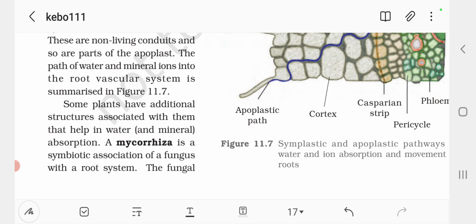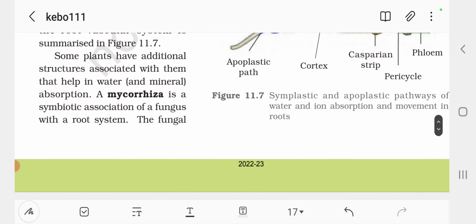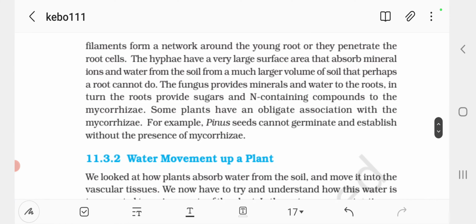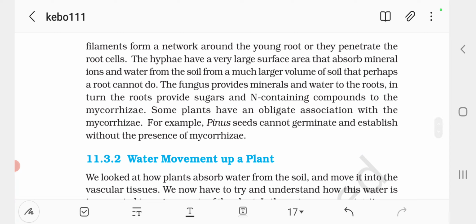Some plants have additional structures associated with them that help in water absorption. A mycorrhiza is a symbiotic relationship of a fungus and a root system. The fungal filaments form a network around the young root or they penetrate the root cells. The hyphae have a very large surface area that absorb mineral ions and water from the soil from a much larger volume of soil than perhaps a root can do. The fungus provides minerals and water to the roots. In turn, the roots provide sugars and nitrogen containing compounds to the mycorrhizae.